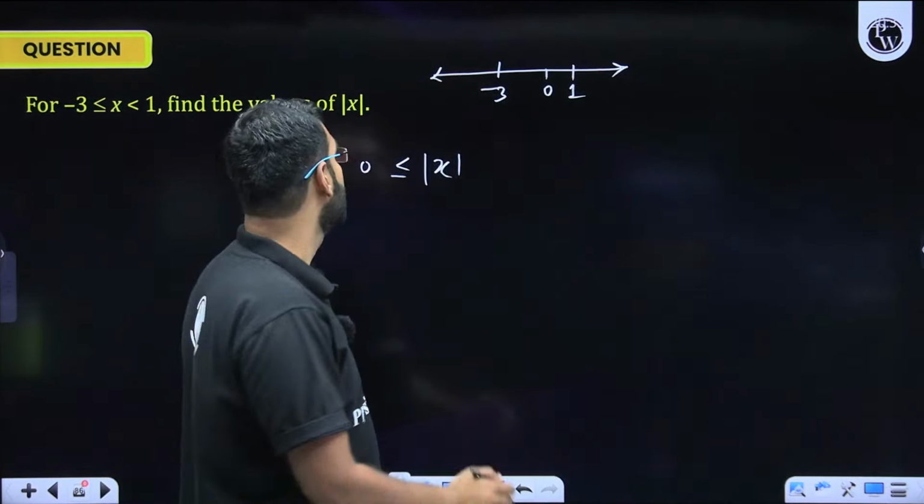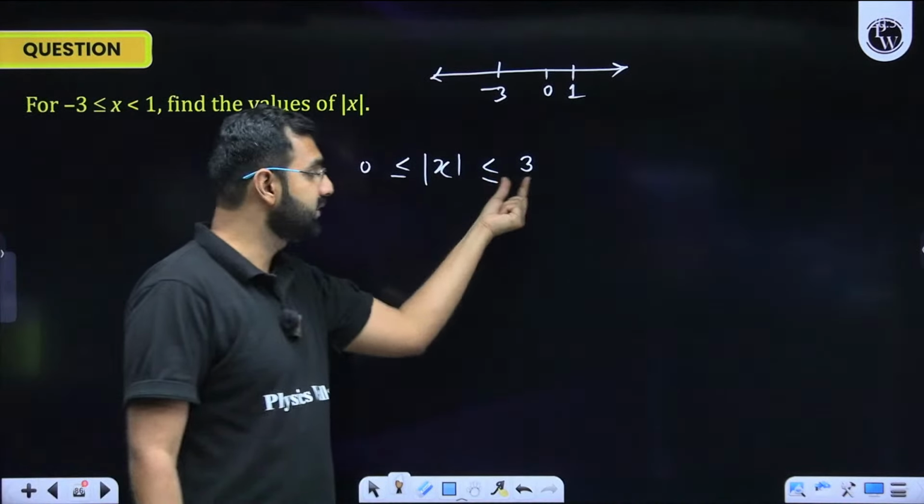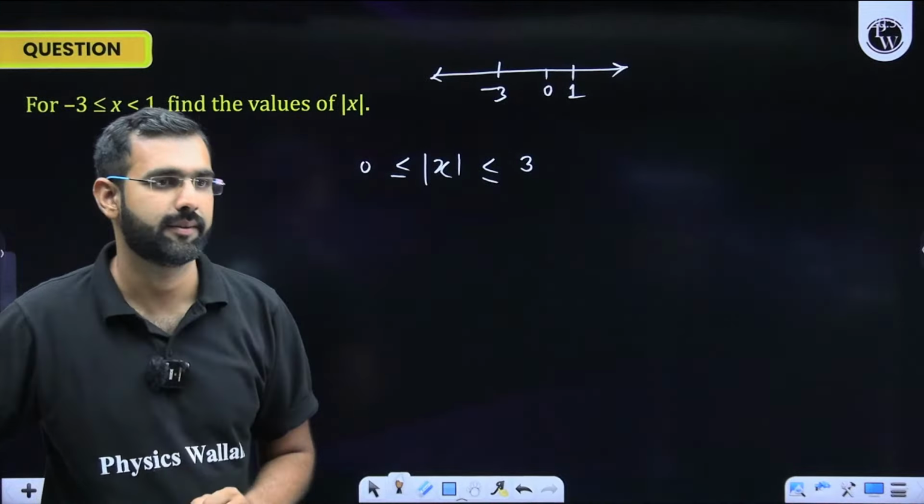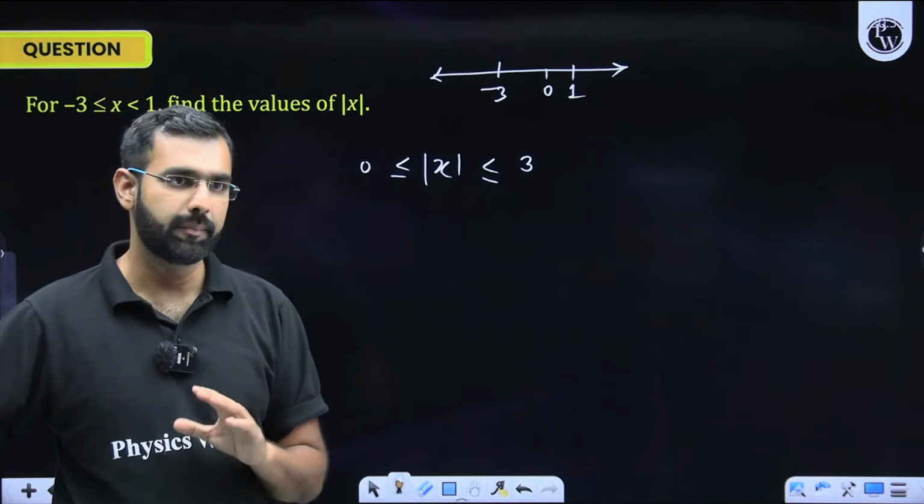But will I include an equality here? Yes, because minus 3 is included, so mod of minus 3 will also be included. Did you get that, or shall I re-explain this? Everybody with me on this? Or shall I re-explain this part, all the participants?